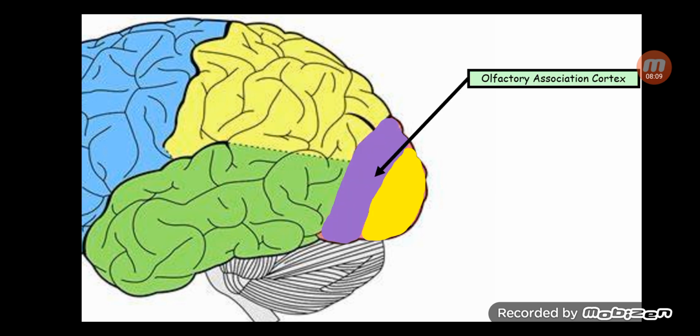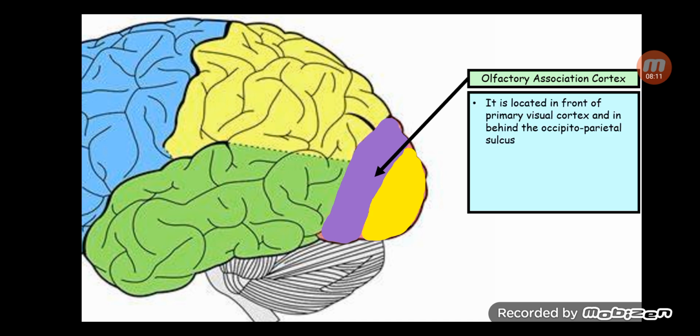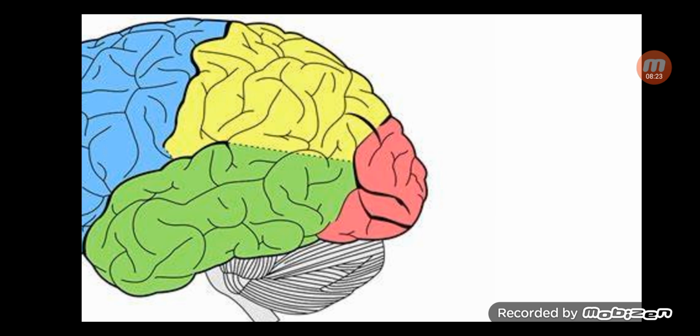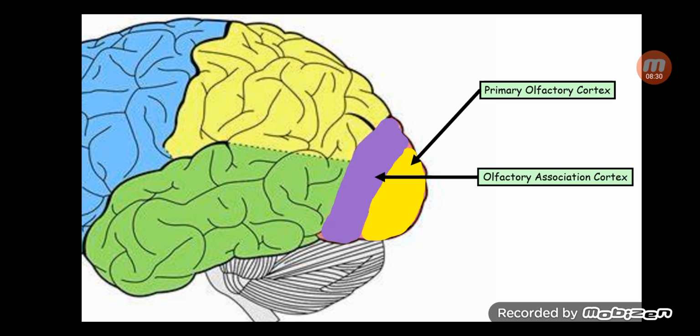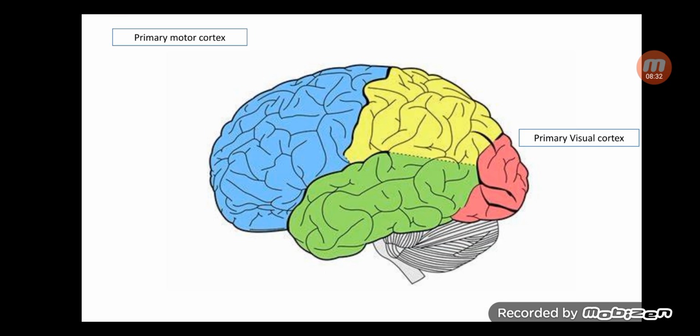Then the second cortical area is visual association cortex, which is located in front of primary visual cortex and behind the occipitoparietal sulcus. Its function is to analyze visual sensation, recognize visual sensation, and compare visual sensation. So let's revise the cortical areas of the occipital lobe: primary visual cortex and visual association cortex. So this was all about the functional classification of the cortical regions of these lobes. Now we will just revise all of them.